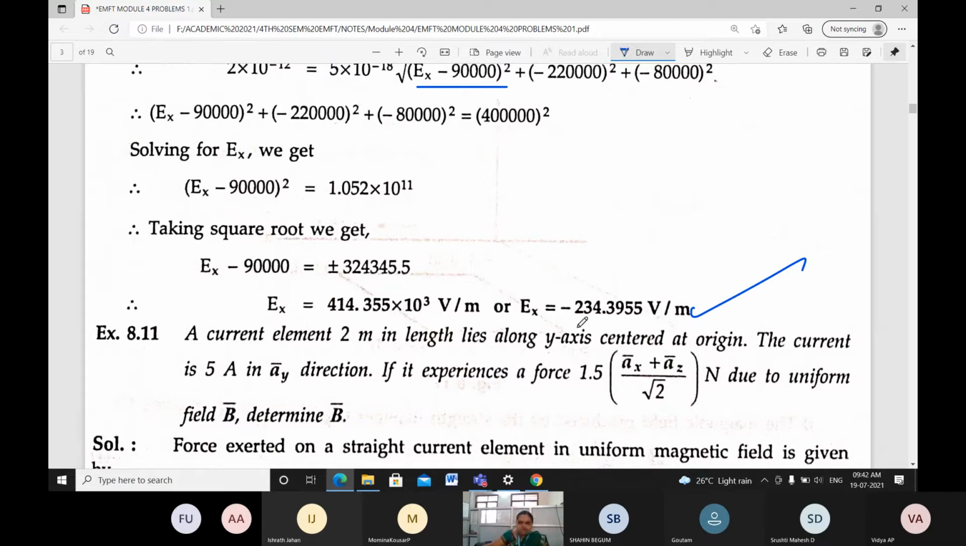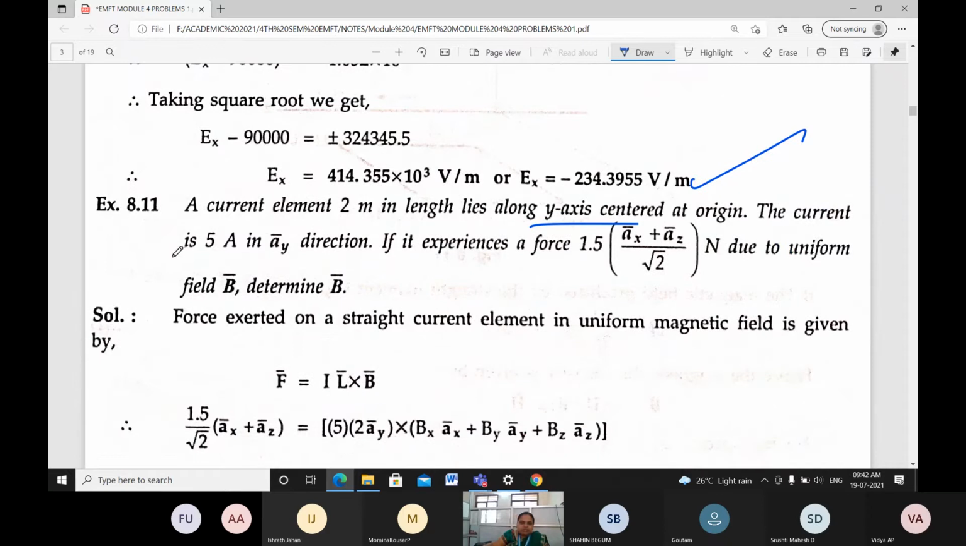Next problem is of a current element of 2 meter in length lies in the y direction, y axis, centered at the origin. Then the current is 5 amps in the y direction. If it experiences a force of (1.5 ax plus az) by 2 square root of 2 newtons due to uniform field, that is B, we have to find what is the B value now.